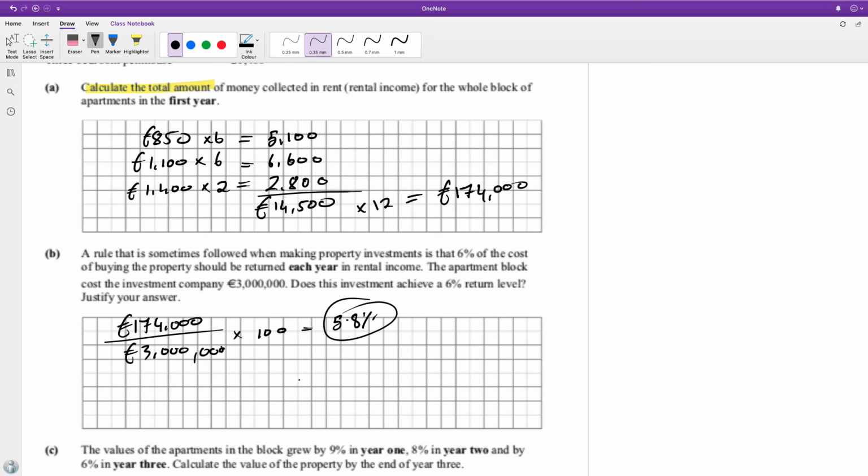You tell me. No, why? No, not. 6% is what you wanted.